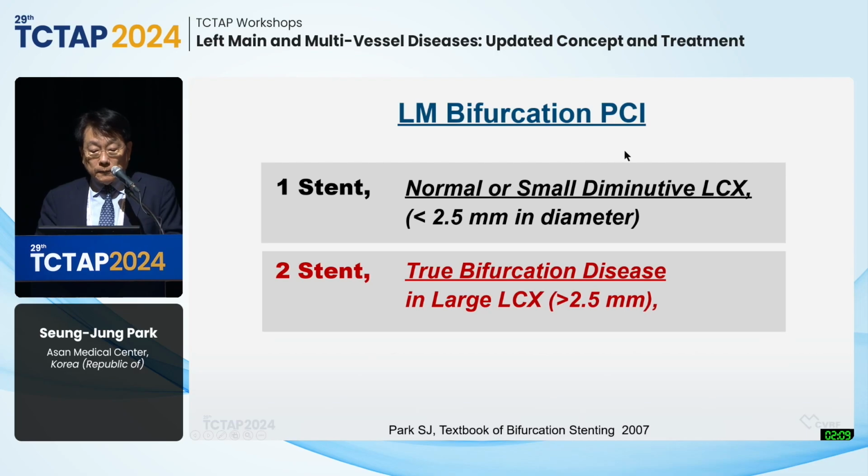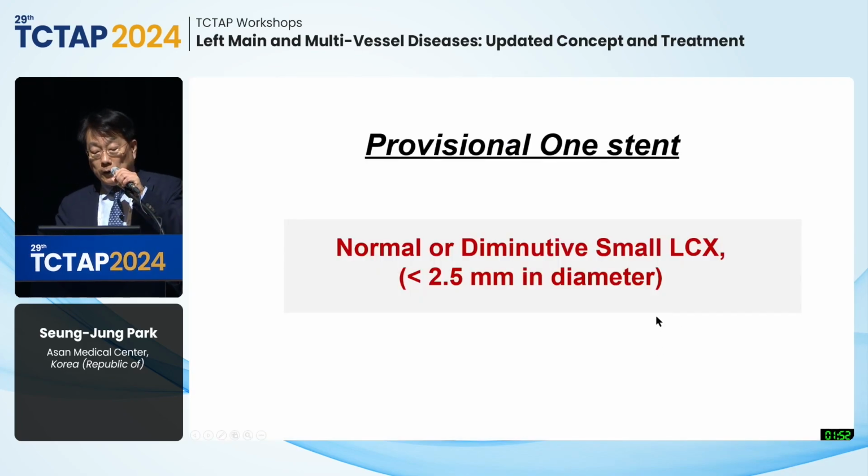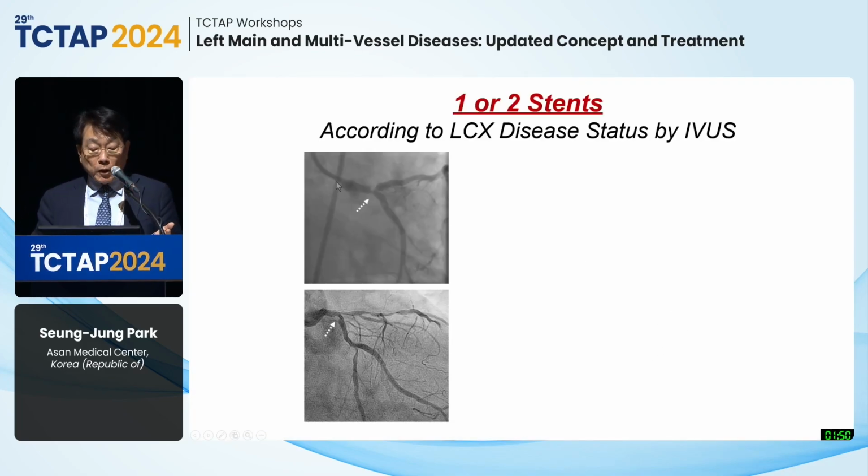So in detail, PCI, how do we do it? One stent or two stents. Normal or small diminutive circumflex less than 2.5 millimeter, just a stent crossover. True bifurcation, larger circumflex more than 2.5, the two stent technique would be okay. Provisional, one stent, looks like a bifurcation lesion.